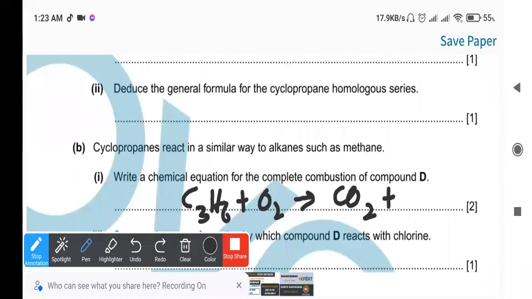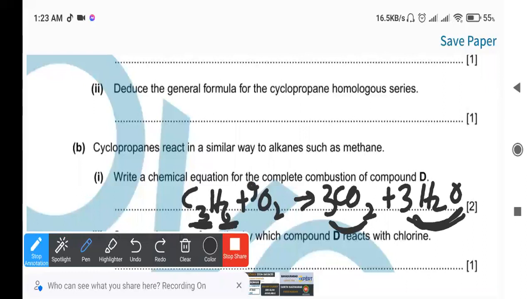Look how to write combustion reactions and balance them. It's so easy. First write carbon dioxide and water. How many carbon atoms are here? 3. How many hydrogen atoms? 6. So put 3 CO2 and 3 H2O. Now count the number of oxygen: 3 times 2 is 6, and 3 more, so 9. Now 2 and 2 get cancelled out, leaving 9 atoms of oxygen, so 9 over 2 O2.